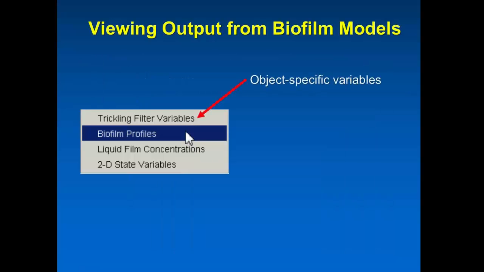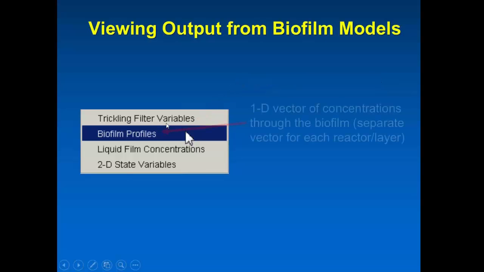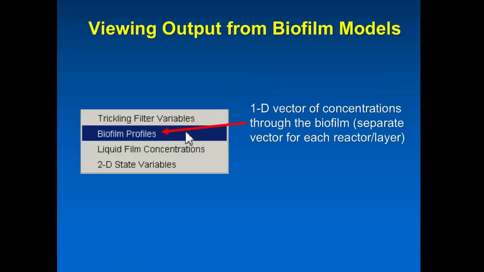So first of all, in a lot of cases, the first menu that you could jump to is something that's specific for that particular object. I'm showing you a trickling filter here for the moment, so you'll see that there are some trickling filter variables. Those are specific for that unit. But in most cases, you'll have some sort of biofilm profile that you can plot. And this is going to come out as a 1D vector of concentrations through the biofilm.